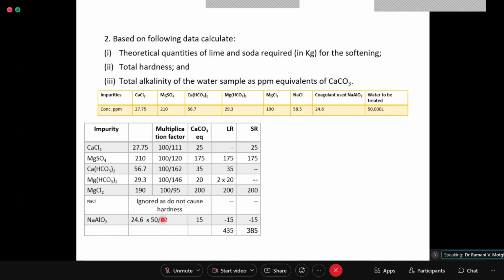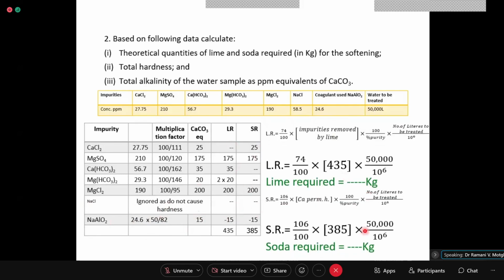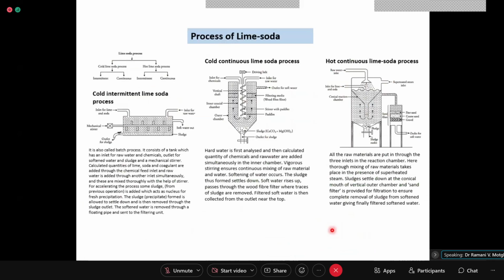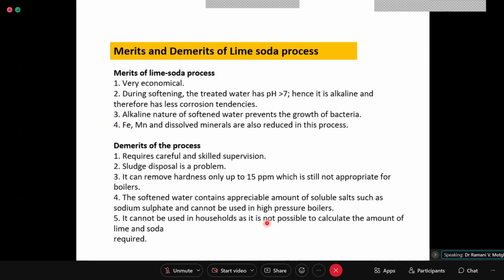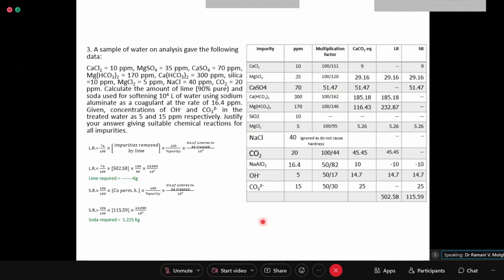Sodium aluminate is the quantity given here into 50 by 82, which is the multiplication factor. This is deducted from LR as well as SR column, and these are the calculations. So if you put it here, you directly get the answer. Okay. Then coming to, just a minute.